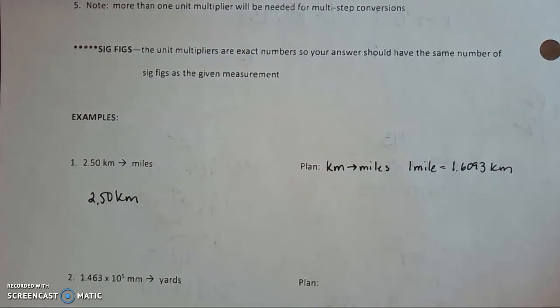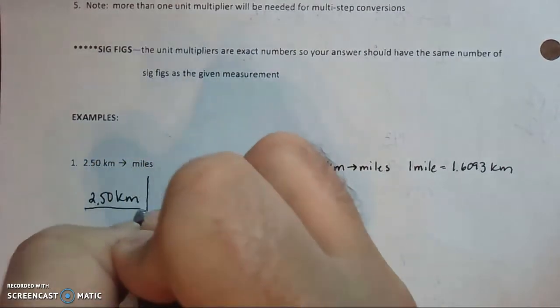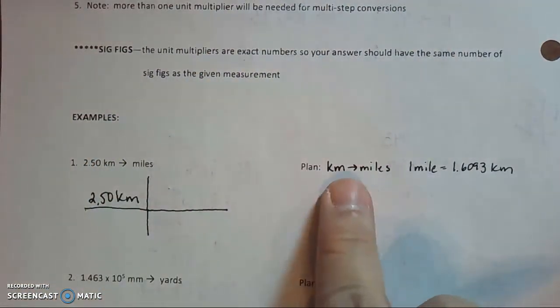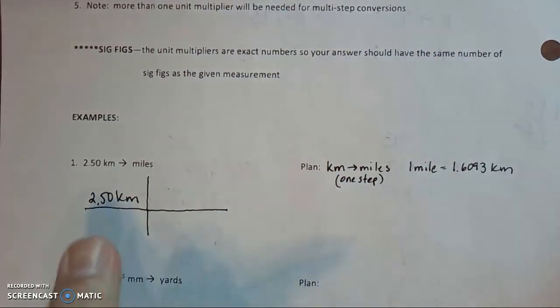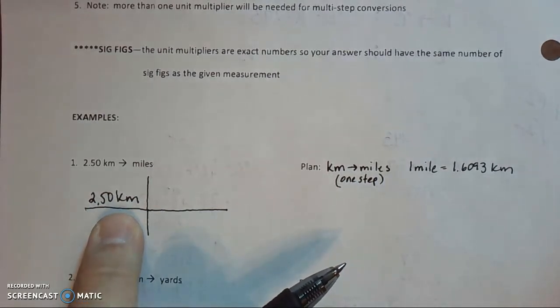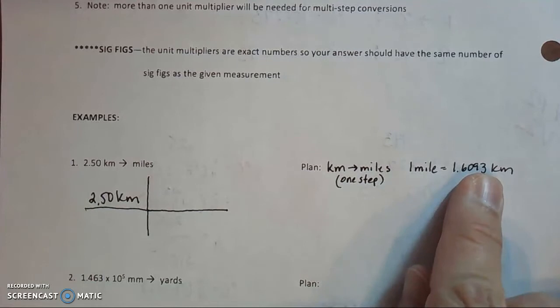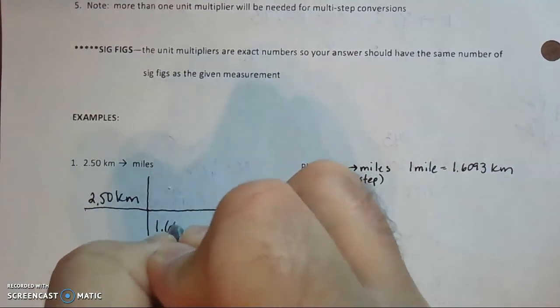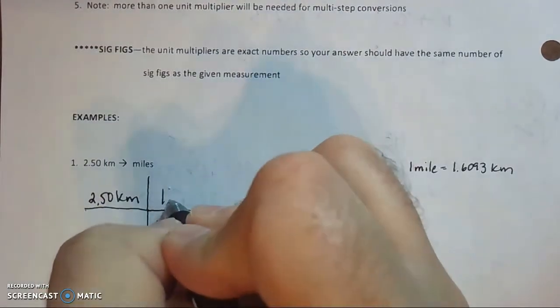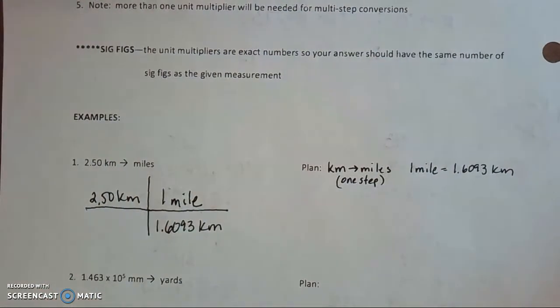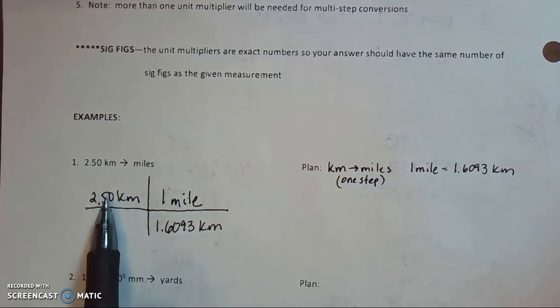So I'm going to set up the unit multiplier so that given units cross out. So what I'm going to do is I'm just going to draw a little chart here. This is a one-step conversion. So I want these units of kilometers to cross out. So I have kilometers here. I have 1.6093 in my unit multiplier. So that number is going to go in the bottom. The other part of the unit multiplier is going to go on the top. It says multiply the numbers across and divide the numbers down. These two numbers are across from each other.